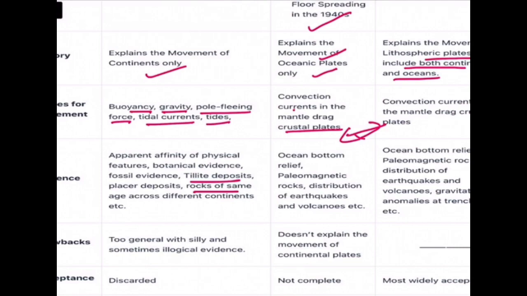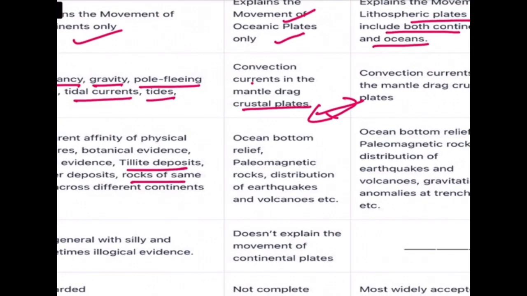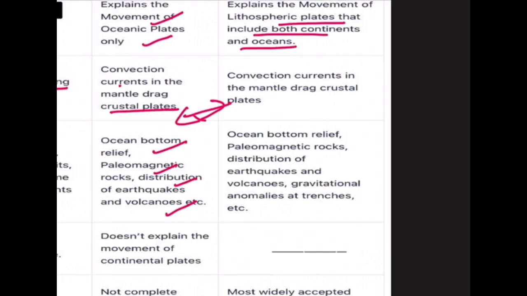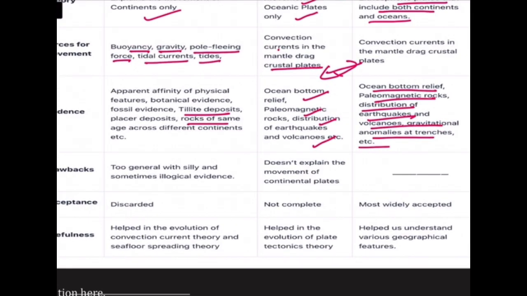And the evidence found in sea floor spreading theory are the ocean bottom reliefs, paleomagnetic rocks, distribution of earthquakes, and volcanic activities. Now evidence in plate tectonic theory are ocean bottom reliefs, paleomagnetic rocks, distribution of earthquakes and volcanic activities, and gravitational anomalies at trenches, etc. Now, continental drift theory is criticized for somewhat illogical evidence, and sea floor spreading doesn't explain the movement of continental plates.